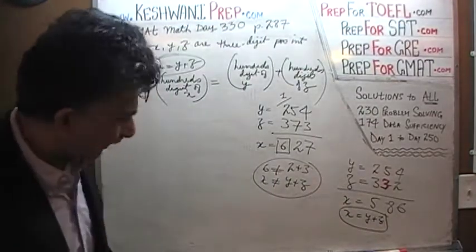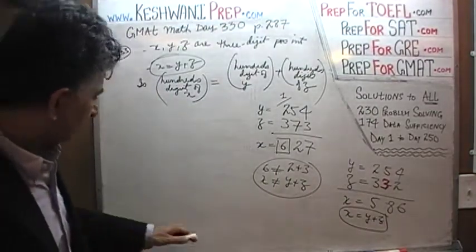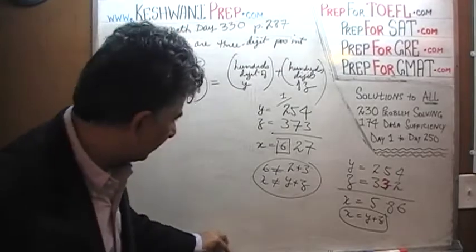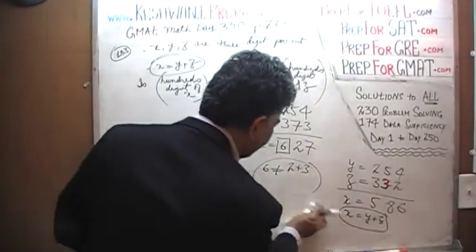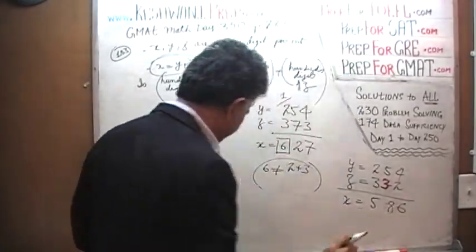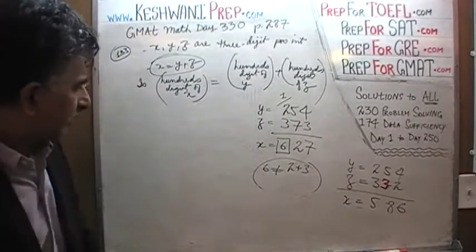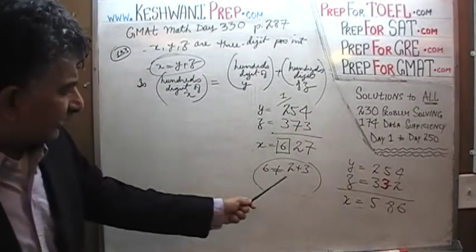Well, that's not what I meant to say. This is wrong. I didn't mean to write it like this. Let's not try to write everything here. So here, 6 does not equal 2 plus 3.